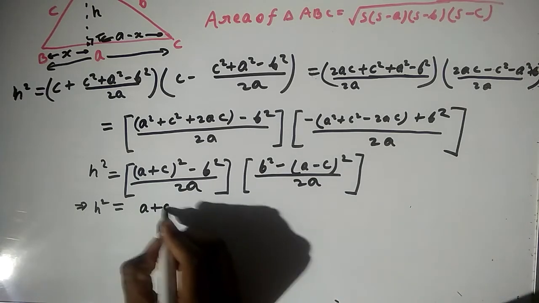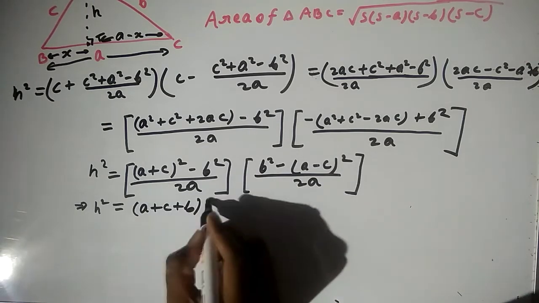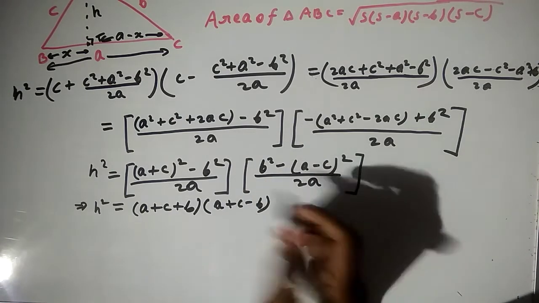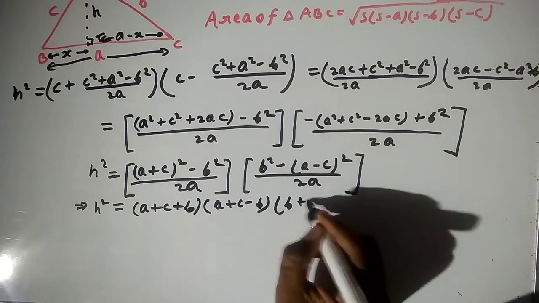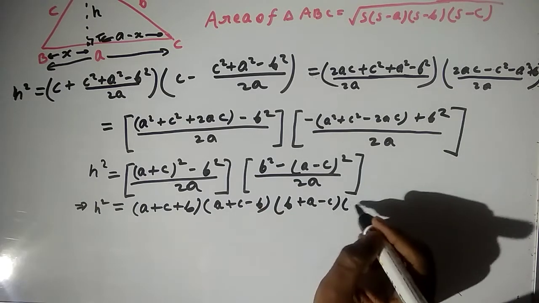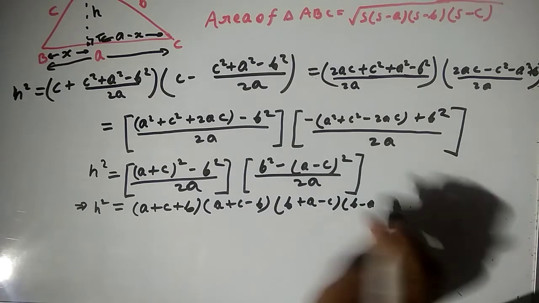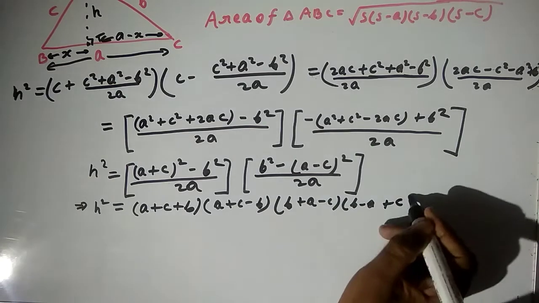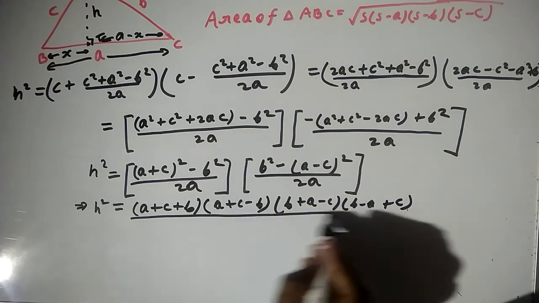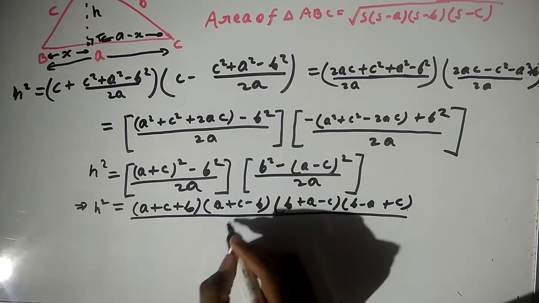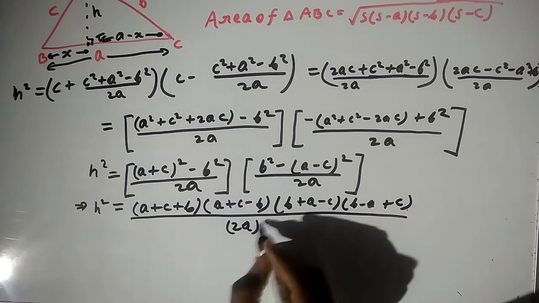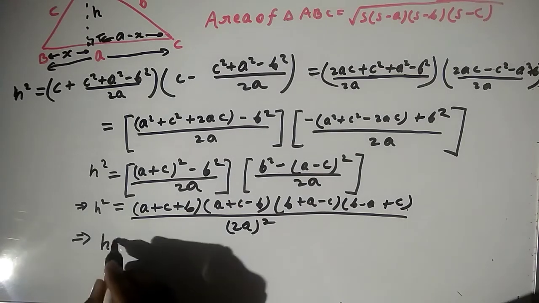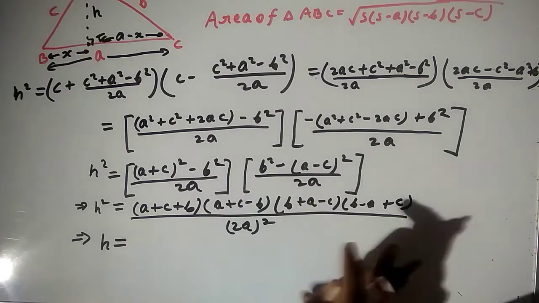This is a plus c plus b times a plus c minus b, and let me write this down also. This is b plus a minus c times b minus a, and then this minus goes to this minus, becomes plus c. This is divided by 2a times 2a, which is 4a square. So from here we get h is equal to the square root of this.